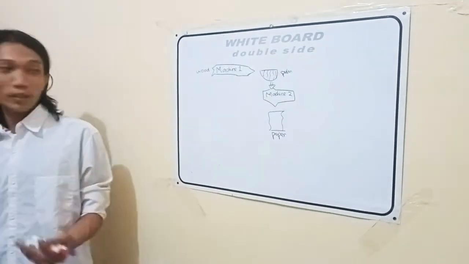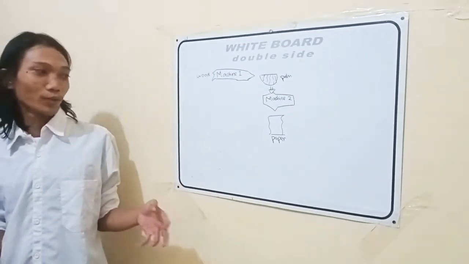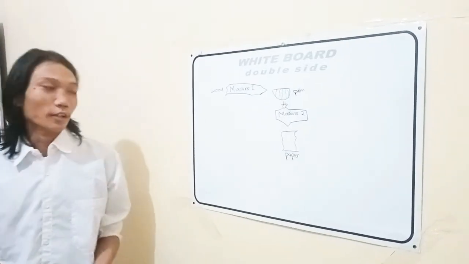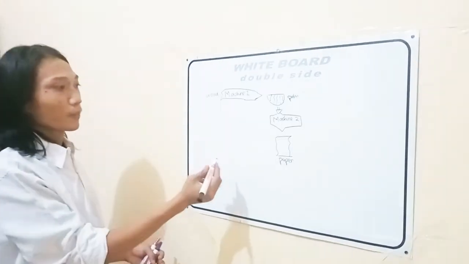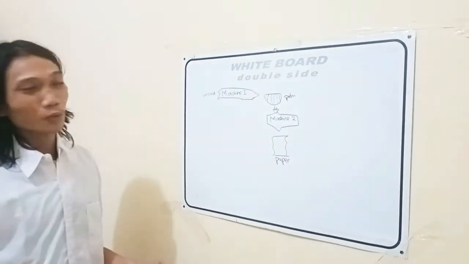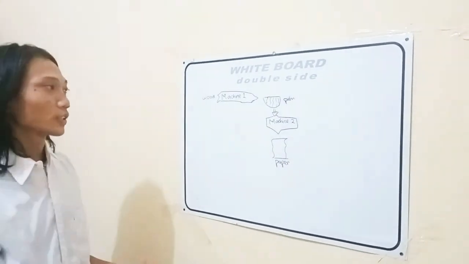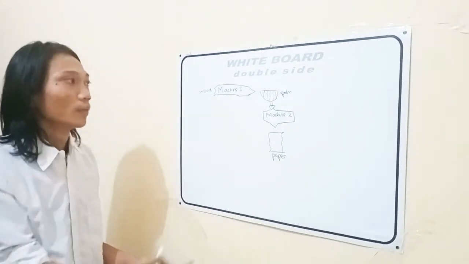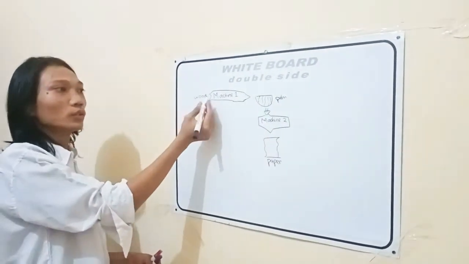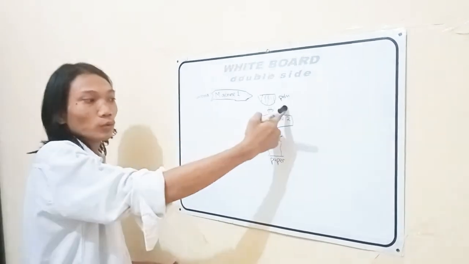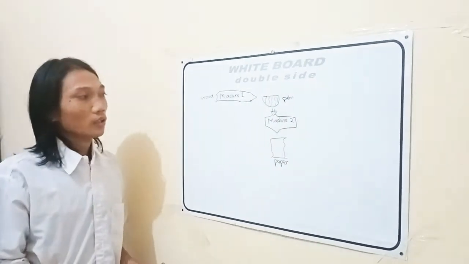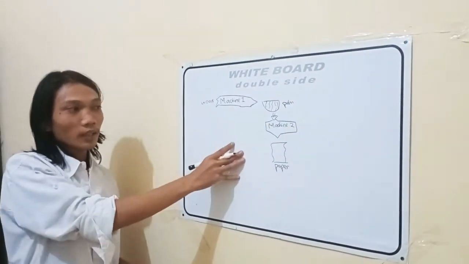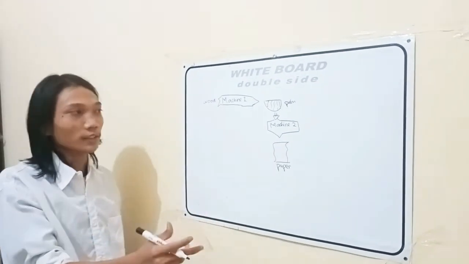So, how many processes do we need to produce paper, students? Two processes, that's right. To make paper from wood, we need two manufacturing processes. The first process uses machine 1 and the second process uses machine 2. Machine 1 changes wood to pulp and machine 2 changes pulp to paper. So, this problem is related to composition function.